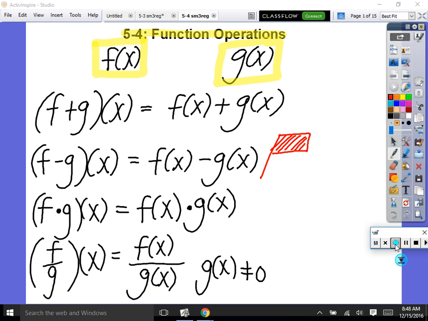They're both functions of x. That's just f of x plus g of x. Does everybody understand? F minus g of x just means we have a function f, and we're subtracting function g from it. They're both functions of x. So f of x minus g of x.